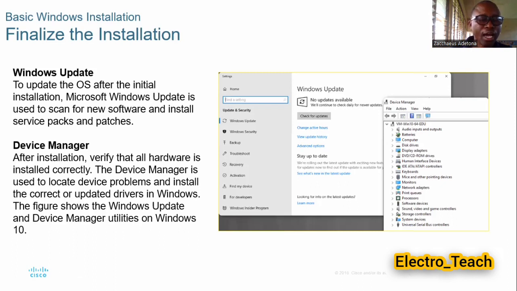So to get to the device manager, we can search also from the search box. When the computer is booted up, you can type device manager and get there. Or go to my computer, right click and go to device manager to check all the devices that are installed. The one that doesn't have a proper driver will be indicated by a yellow mark. All right.